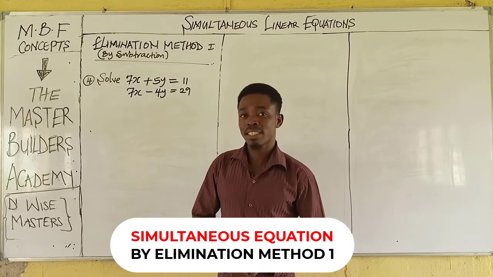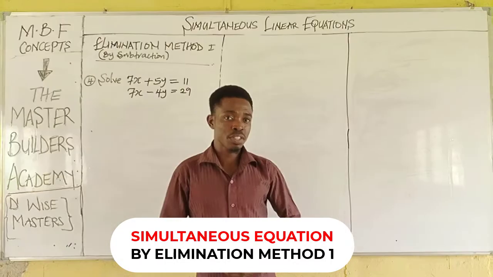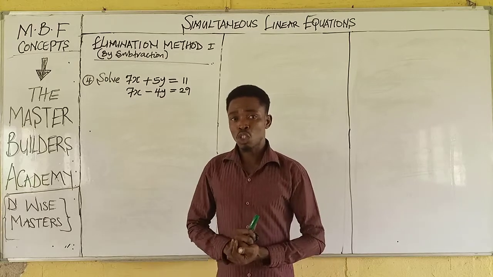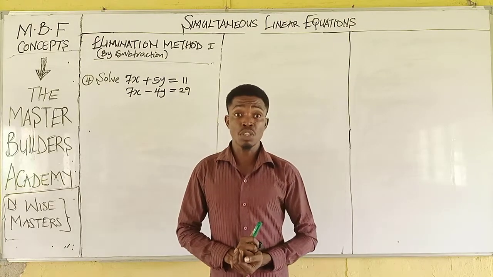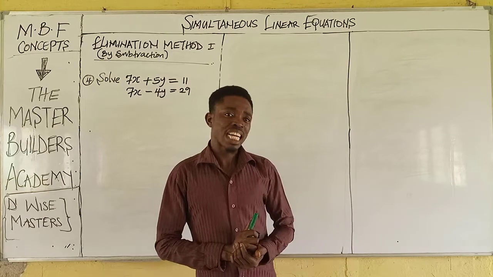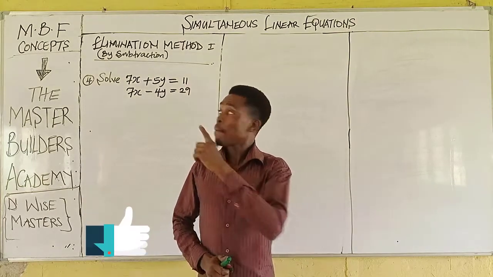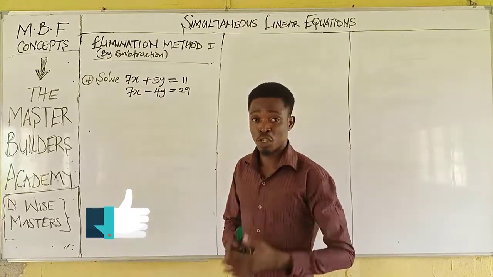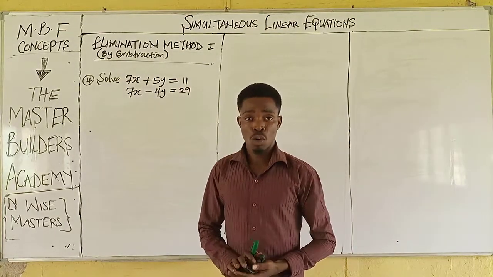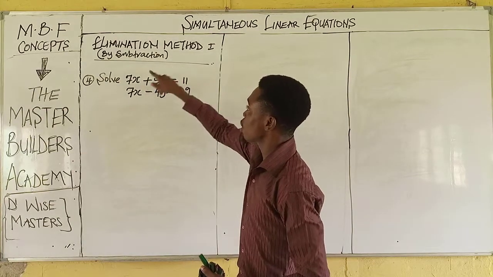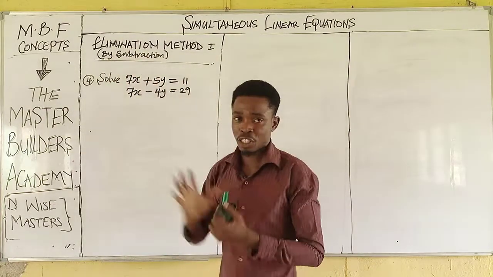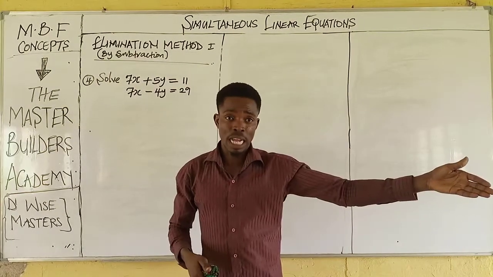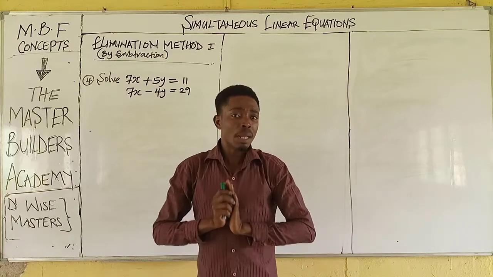This is a continuation class. We are still looking at the concept of simultaneous linear equations. In our previous video, we looked at simultaneous linear equations by the substitution method. In this video, we are going to be looking at simultaneous linear equations with elimination method 1. Like I explained earlier, we have two methods of elimination, and we are using elimination 1. For elimination 1, I simply call it the method by subtraction. This is when you subtract one equation from the other. This is elimination method 1.